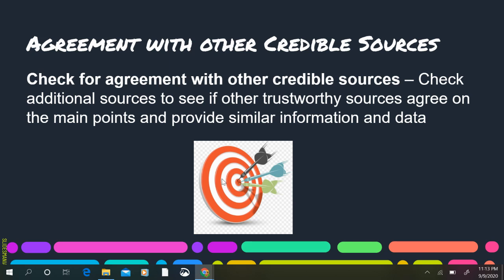Okay, so these are some of the things that you need to look at. You need to look at perspective, you need to look at accuracy, you need to look at agreement with other credible sources, you need to look at qualifications of the author. These are all things that you need to be looking for in primary and secondary sources as you are deciding if this source is credible or not.